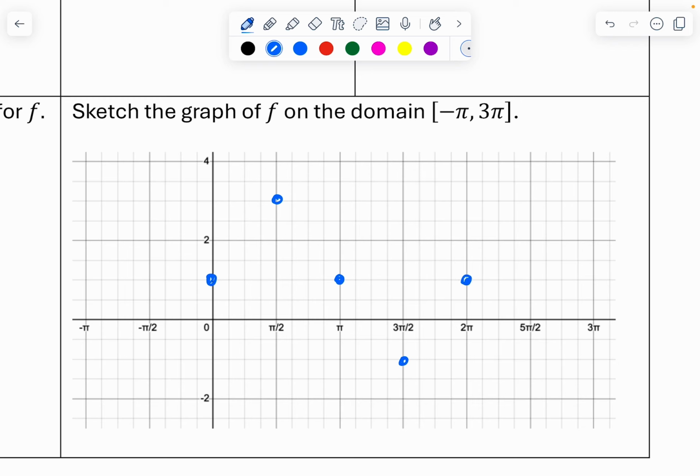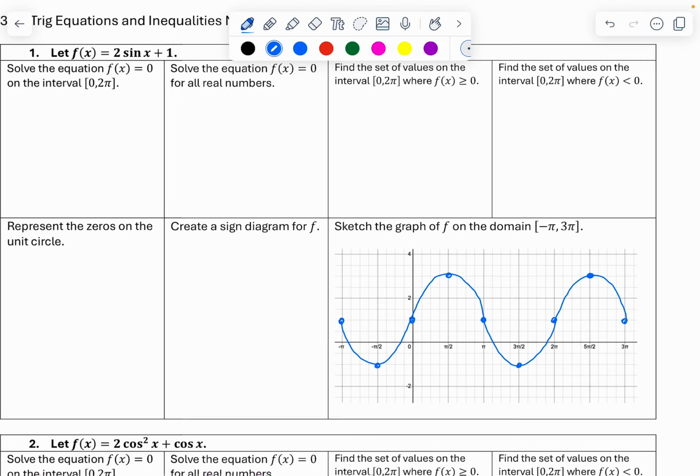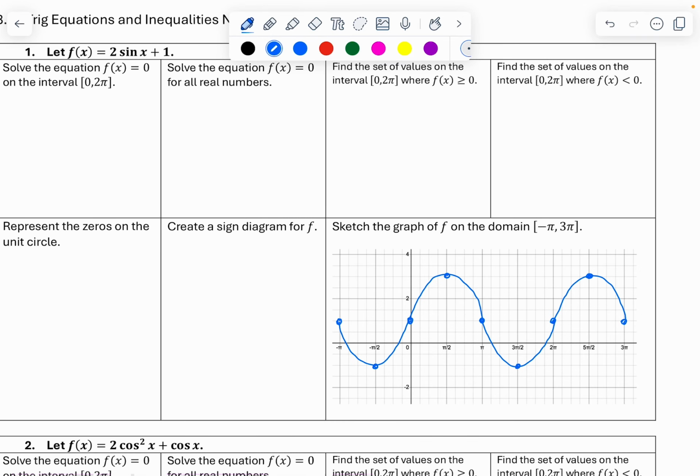Then it said to graph it on the domain, and I wanted you to go a little bit beyond that one period. Coming backwards, this is -1, and I think each little tick mark was half. Let's see if I can get my concavity right: concave up, concave down, concave up, concave down. And there we have graphed our function. You'll notice we're about to look at some equations and inequalities with that graph.